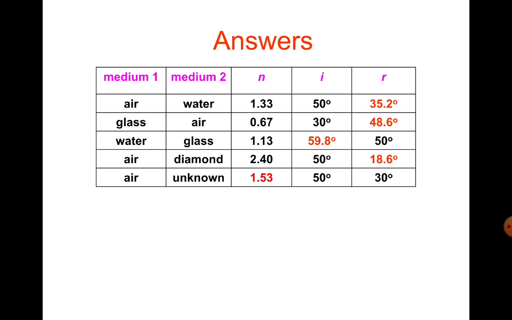Noteworthy, look good again at the table. What we will see is, when medium 1 is less dense than medium 2, n is always bigger than 1. When medium 1 is more dense than medium 2, and you will see that from glass to air, then we will get a refractive index of 0.67, which is lower than 1. Okay?